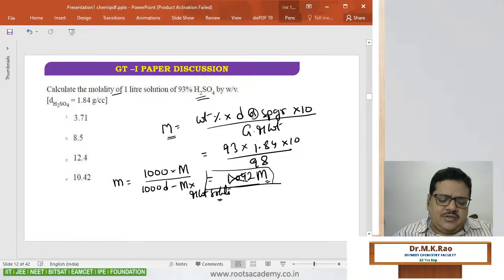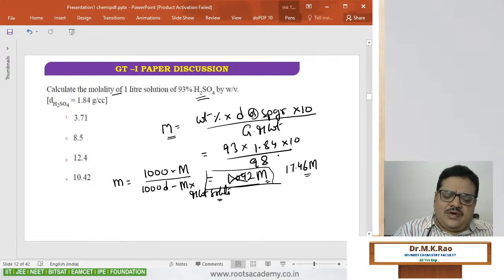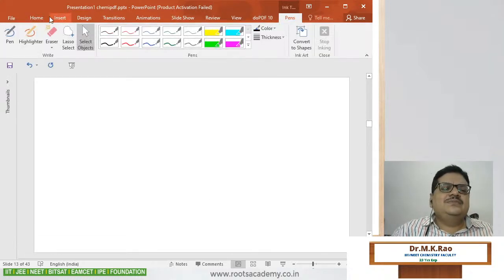See, 93 into 1.84 into 10 divided by 98. It is 17.46 we are getting. 17.46 molar we are getting. It is one approach, and another approach is there. What is it? Another approach. See, we have a formula. What is that formula?